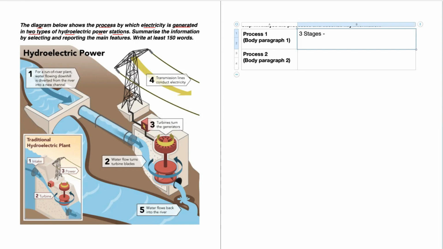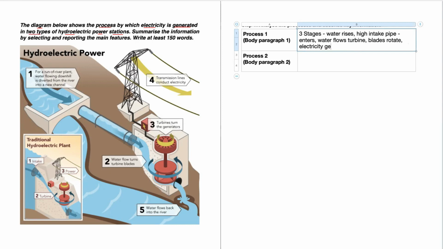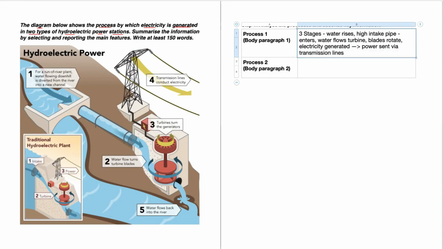I'm going to talk about how the water rises and then it's high enough to go in an intake pipe, because that is exactly what we see here. So I'm looking right from the left, seeing that it goes into an intake pipe. Then it enters, the water flows into a turbine chamber, the blades rotate, and then electricity is generated. Then I see that the power is sent to customers with what looks to be transmission lines. So I'm just going to make that note. And that is all we really have to say for the process 1.